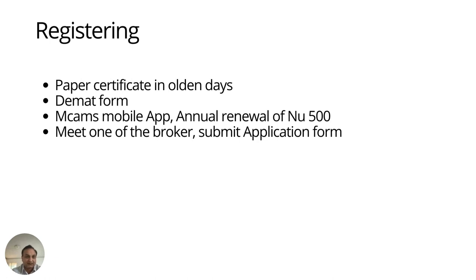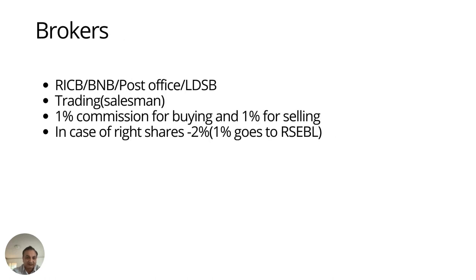So, of course, all the trading is done through the MCAMs on the mobile now, and you have to renew it annually at Nultrum 500. And you can always meet one of the brokers. You can check the brokers list on the RSEBL website that we have already discussed in the first video, and then start the transactions.